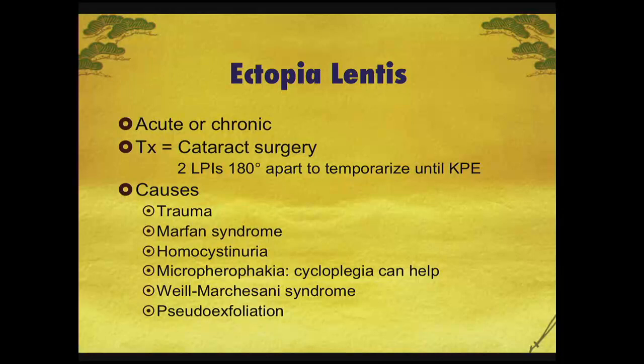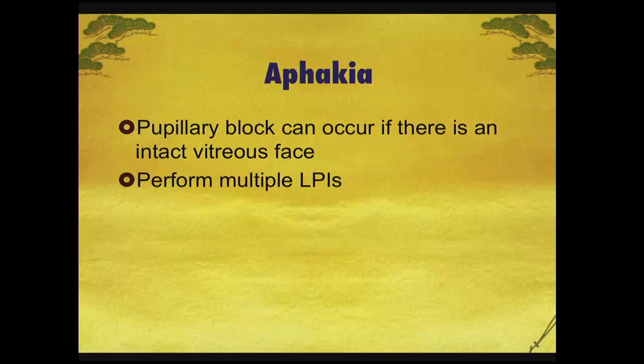This can be from trauma, from Marfan syndrome, homocystinuria, microspherophakia, Weill-Marchesani syndrome, or pseudoexfoliation. And then finally, aphakia: you can still get pupillary block even if there's no lens in the eye. If you have an intact hyaloid face, the vitreous can bulge through the pupil and block all flow of aqueous. So again, in this case, you want multiple LPIs because it's thought that things can get loculated behind the iris. So having multiple LPIs is insurance against an angle closure attack.